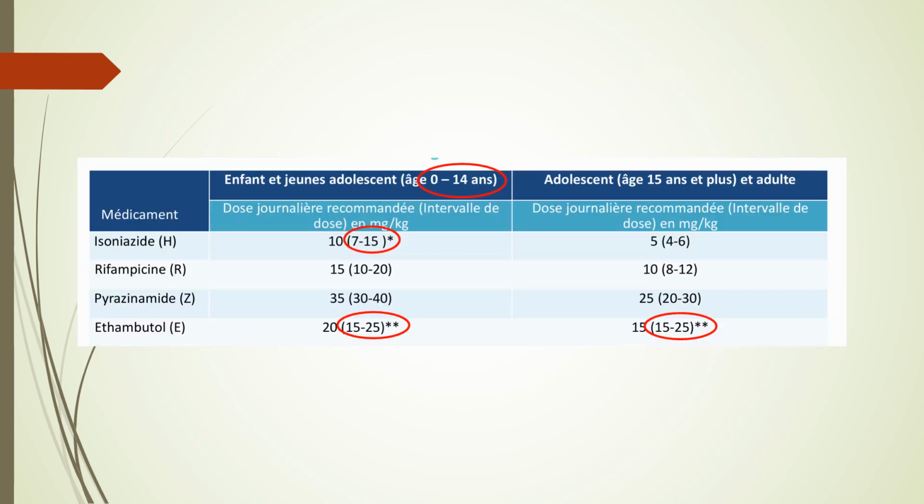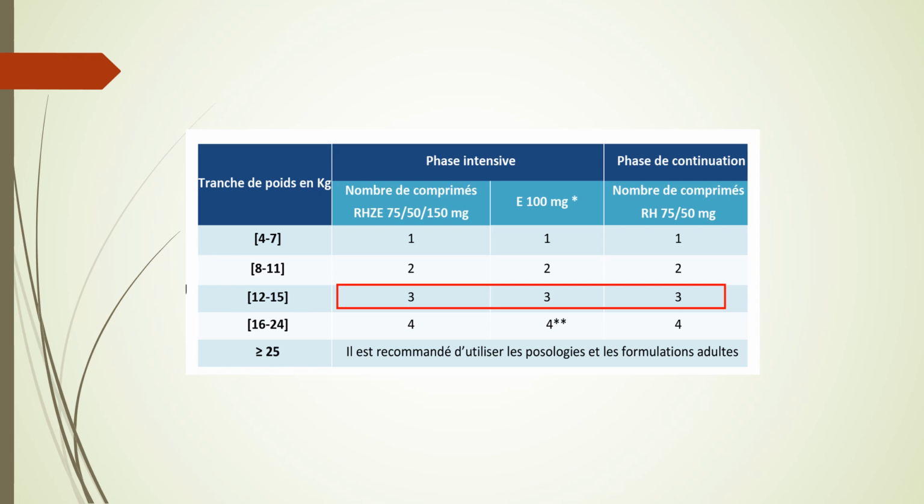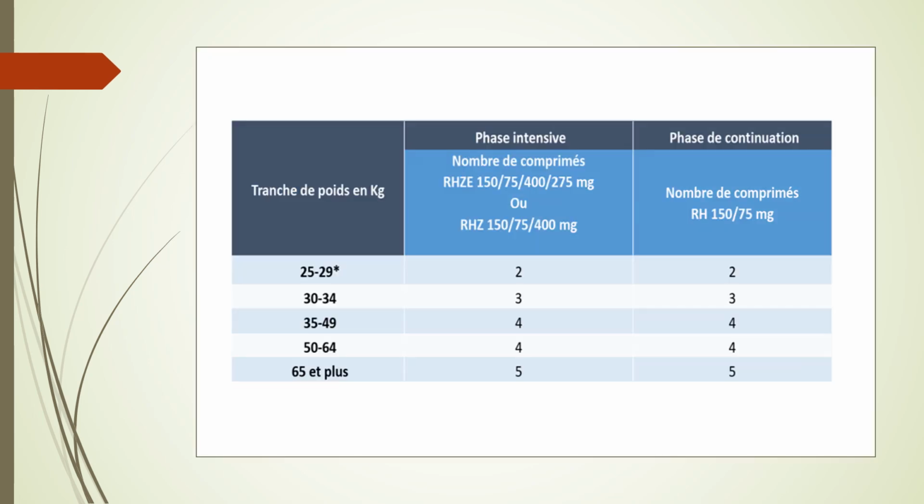Those are, as we have seen, the doses of antibacillary drugs according to the age. And to be more practical, we give the doses of pills according to the weight. Those are for children, and here we are for adults. Depending on the weight, the number of pills of RHZE that you have to give him at the first phase of treatment, and the number of pills of RH that you have to give him on the second part of the treatment, depending on their weight.